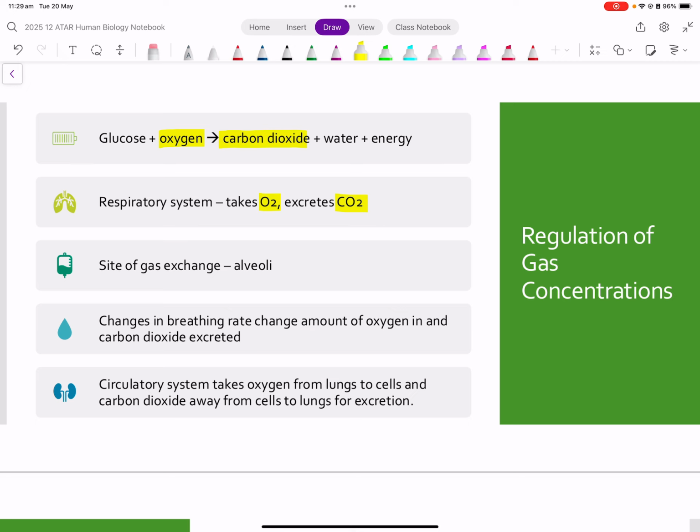So we're taking in oxygen, we're removing carbon dioxide. And so these two gases become really important in terms of their concentration within the body as they're exchanged at the alveoli. Now, if we change our breathing rate, so how quickly we're taking breaths in and out, it's obviously going to change the amount of oxygen in and the amount of carbon dioxide out. Finally, we need to recognise that the circulatory system is what is going to regulate that oxygen moving away from the lungs and out to body cells, such as the cells right in the tips of your pinky toe, and also taking carbon dioxide away from those same cells to the lungs to get rid of it.